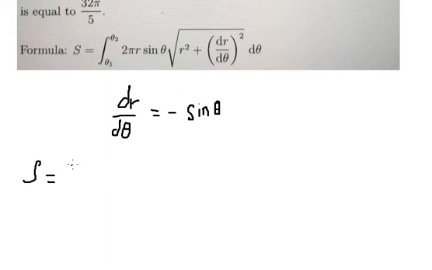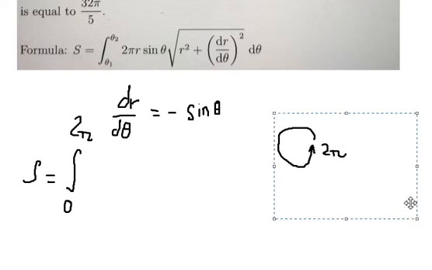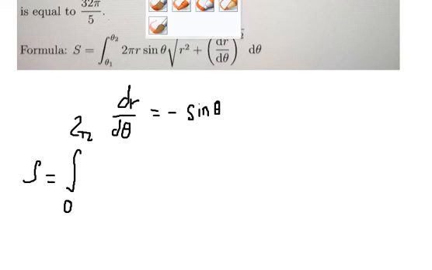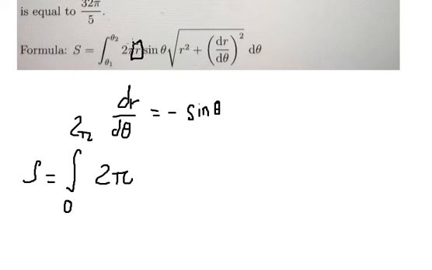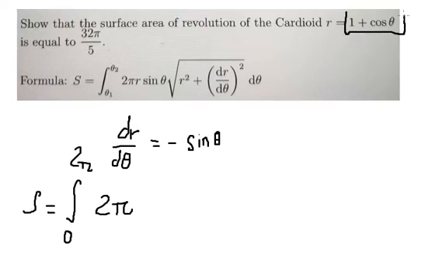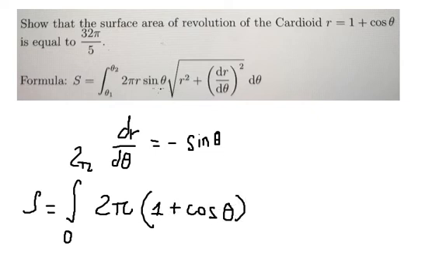So that should be the integration from 0 to 2π, because we go around one circle in here. That's why we have 2π. Now we have 2π, or we need to change by 1 plus cosine theta. Next, we put sine theta in here.